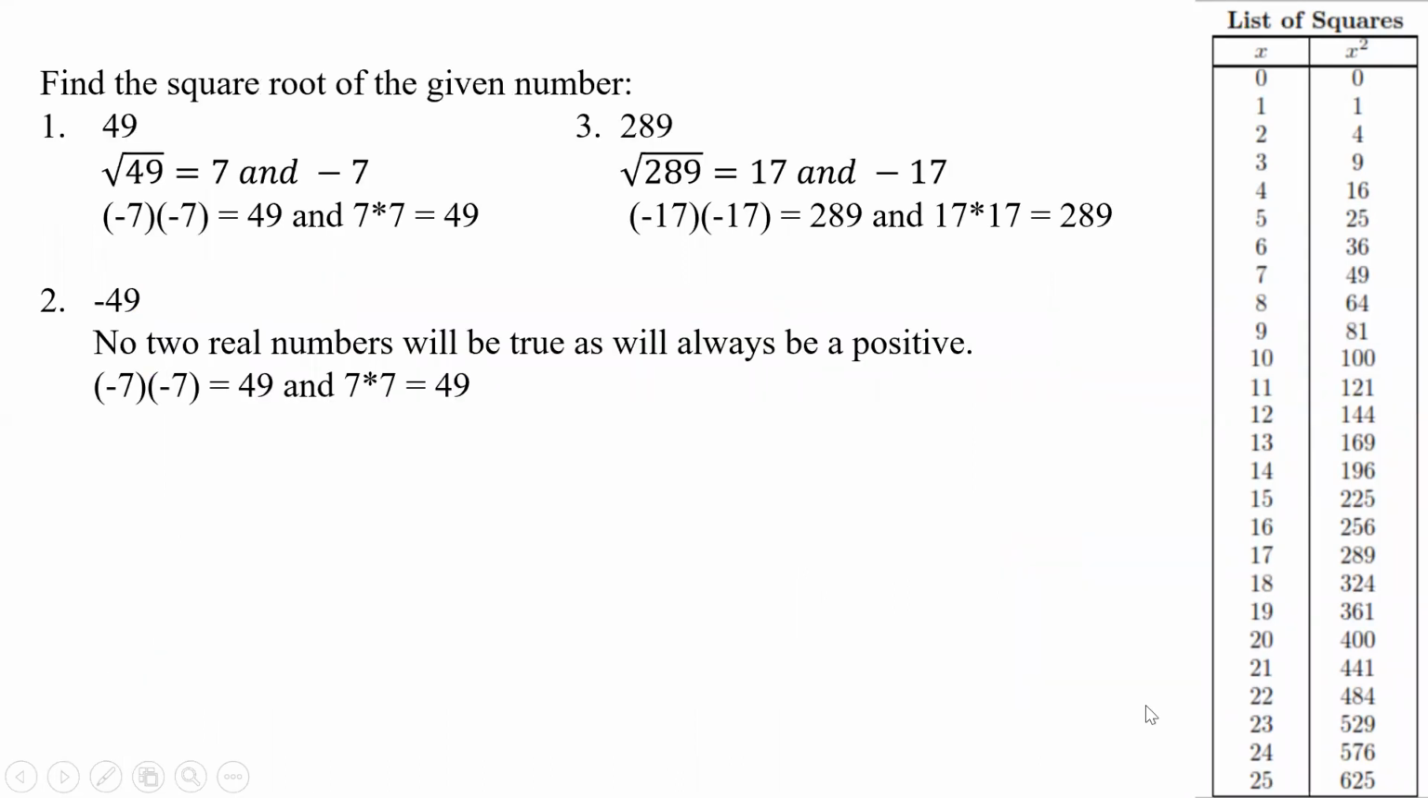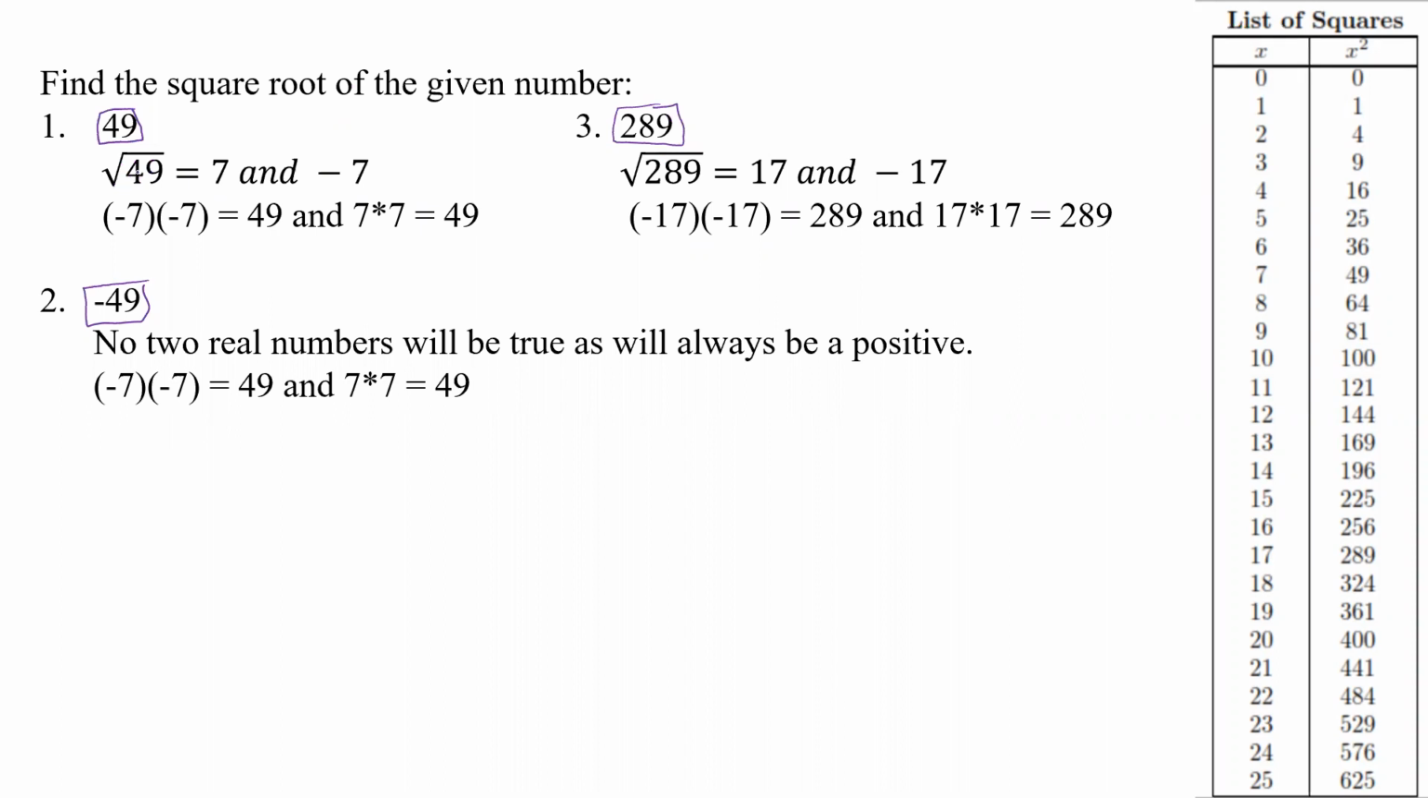So let's say we want to find the square root of the given number. The numbers that we're given are 49, negative 49, and 289. Those are the three numbers we want to find the square root of. When we do that, we want to write plus and minus the square root, or we can just say we know we're going to get a plus and a minus value.